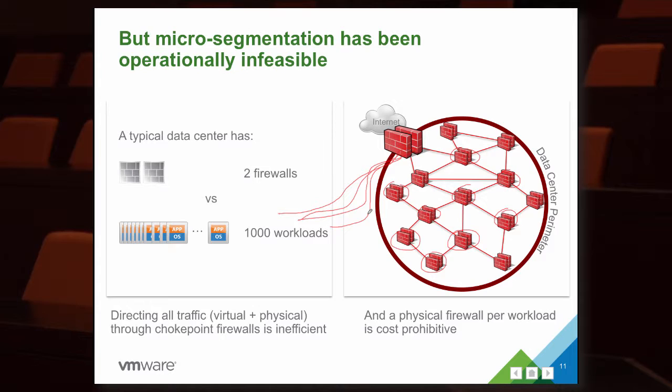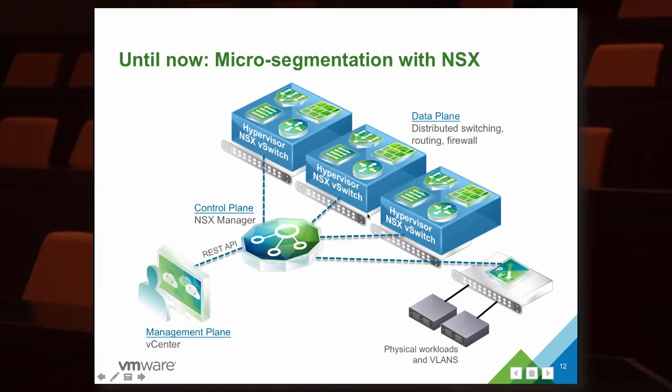So now with micro-segmentation and NSX, we have a clear vision where we have a control plane, which is the NSX manager. And again, that's just a virtual machine. And we have the data plane, which exists and allows us to provide switching, routing, firewall, and even load balancing inside of the virtual network. And we can also integrate with our physical workloads and our virtual LANs to allow for the flexibility that we need. So let's first look at what's happening inside of the data plane.